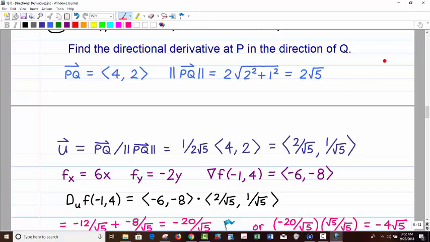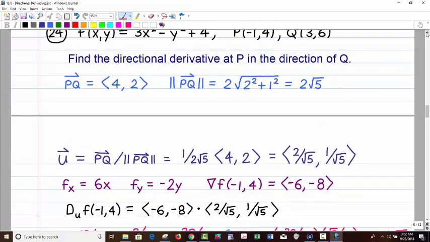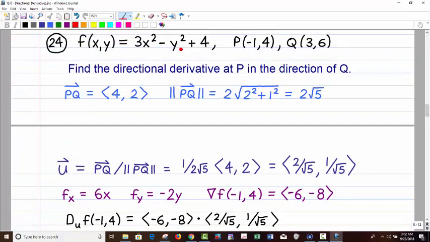Now we need our gradient. So this is a pretty easy one. The fx partial is easy right here. It'll just be 6x.